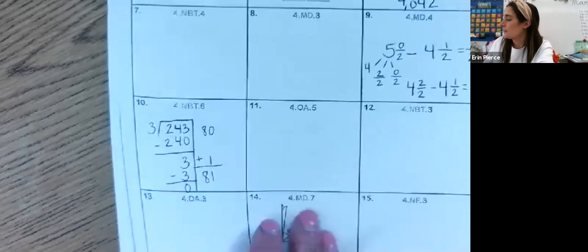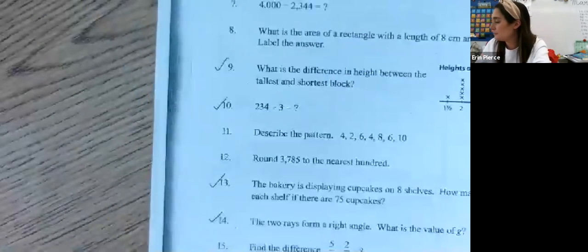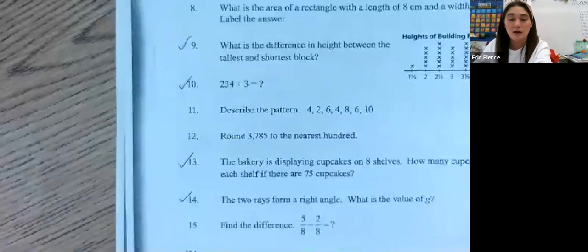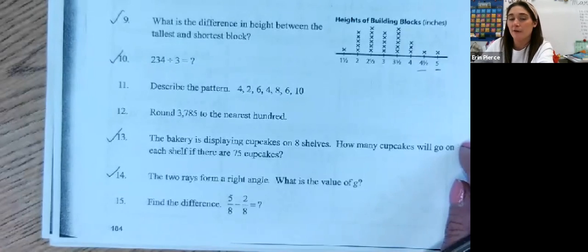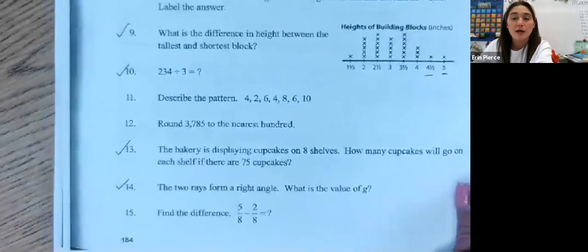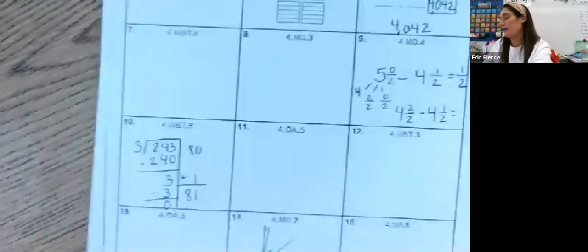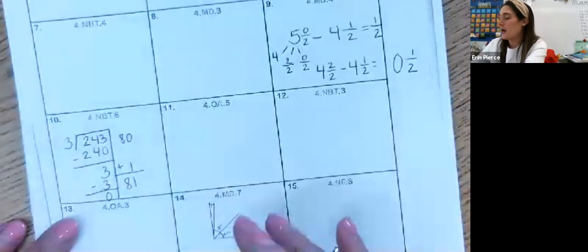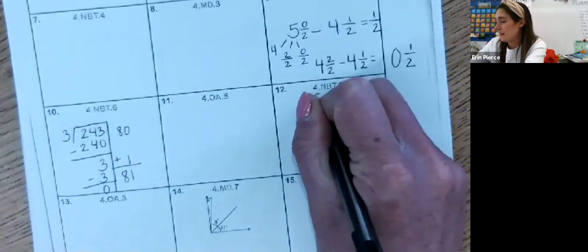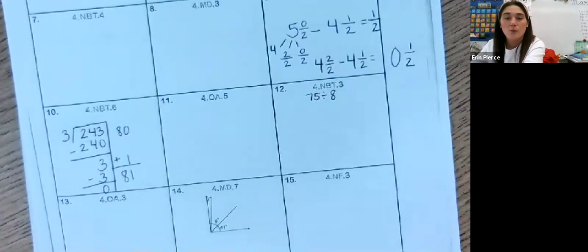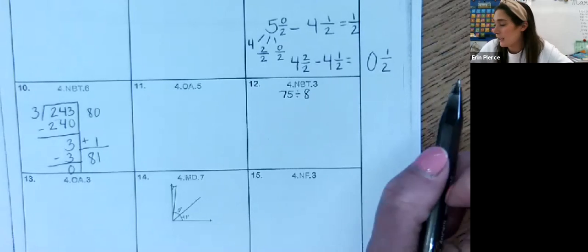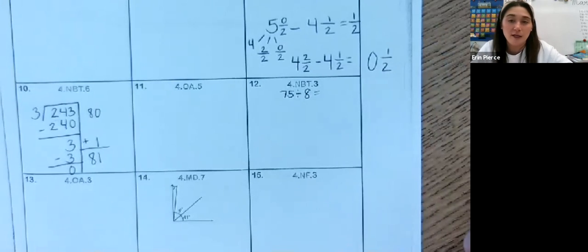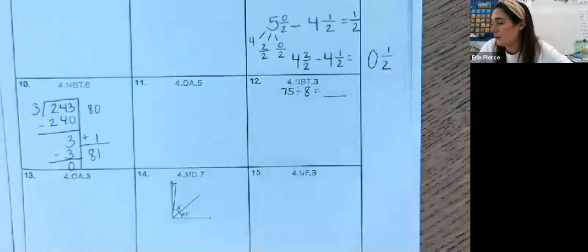All righty. Number 13. The bakery is displaying cupcakes on 8 shelves. How many cupcakes will go on each shelf if there are 75 cupcakes? So I need to do 75 divided by 8. Well, how can I solve that? I have to think of some multiplication that will get me awfully close to 75 without going over.